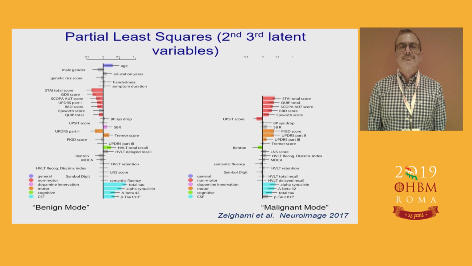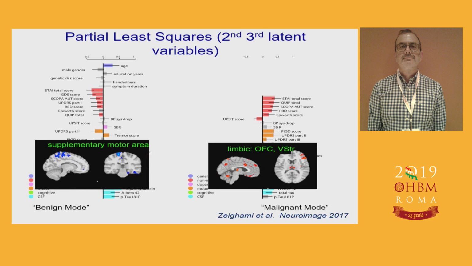And they both have different patterns. So the benign mode appears to be associated with atrophy of motor areas, whereas the malignant mode is associated with limbic atrophy. And indeed, there is evidence that when the disease propagates to the limbic system is when you start to have dementia in Parkinson's disease.